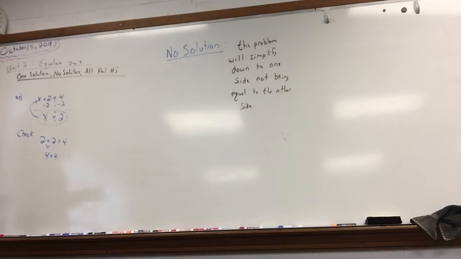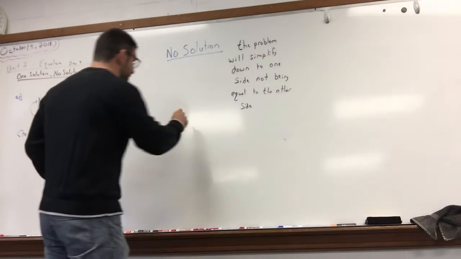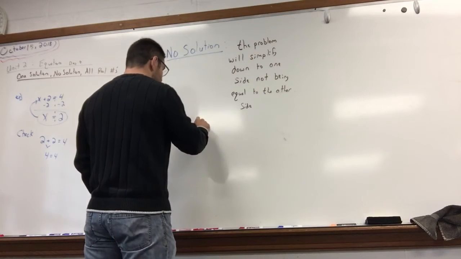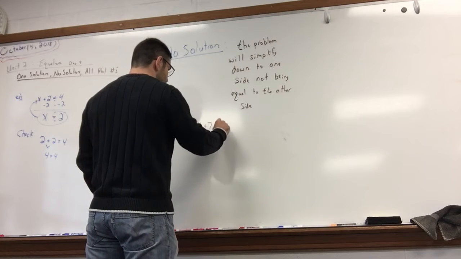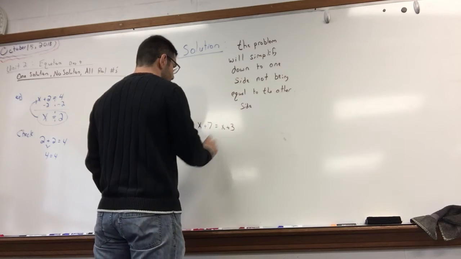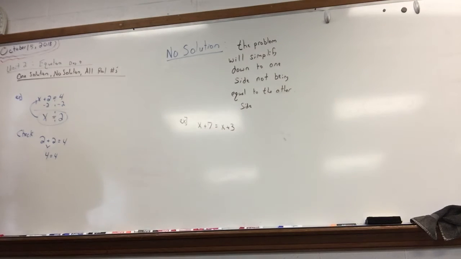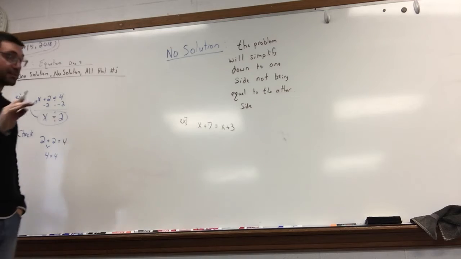Just wait. So we're going to do it nice and easy first. If I say x plus 7 equals x plus 3, no solutions happen only when we've got variables on both sides. Okay? We can only have no solution when there's variables on both sides.